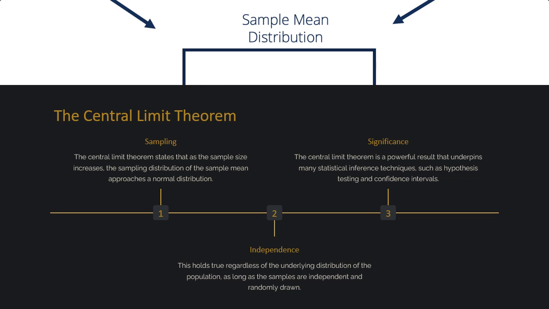Now let us see the central limit theorem, sampling, significance, and independence. Now let us see sampling. The central limit theorem states that as the sample size increases, the sampling distribution of the sample mean approaches a normal distribution. Significance. The central limit theorem is a powerful result that underpins many statistical inference techniques, such as hypothesis testing and confidence intervals. Independence. This holds true regardless of the underlying distribution of the population, as long as the samples are independent and randomly drawn.